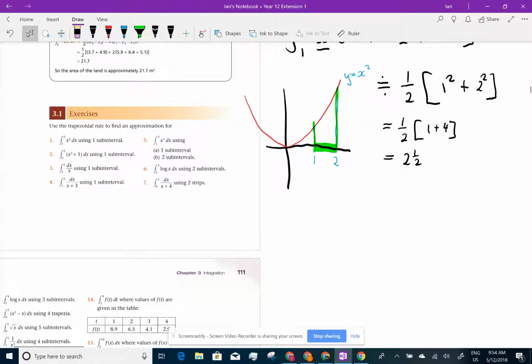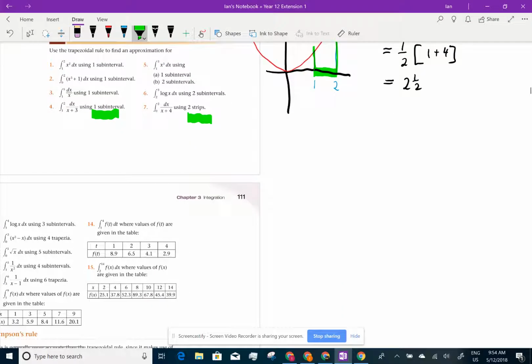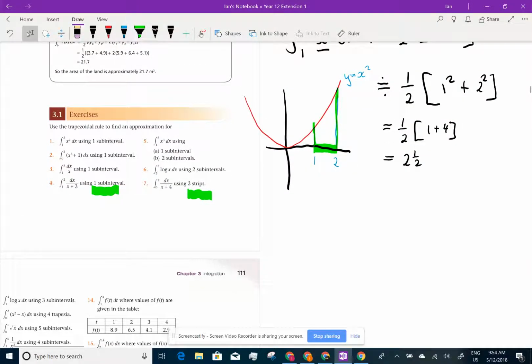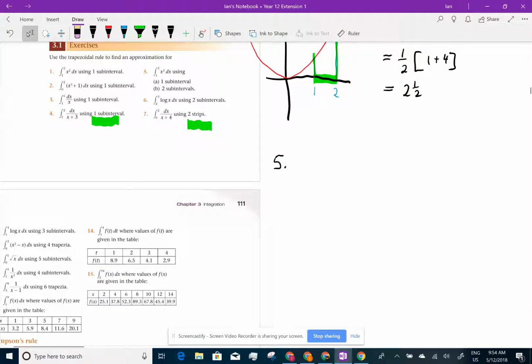Now, questions 1, 2, 3, 4 all use one subinterval. Notice that. Look at the word, a subinterval. So that's just one strip, because they use the word strips here later on. And later on they might use function values and different things. We'll talk about them. I want to go now to 5. So here's question 5, because it does it two ways.